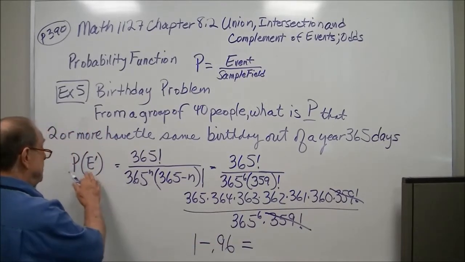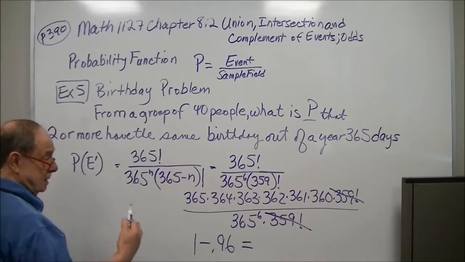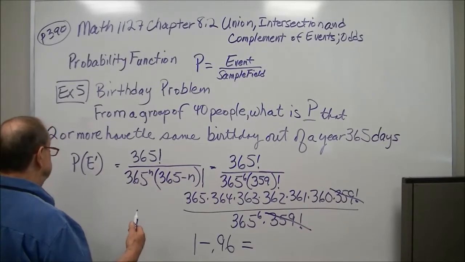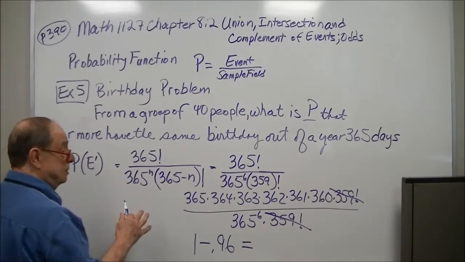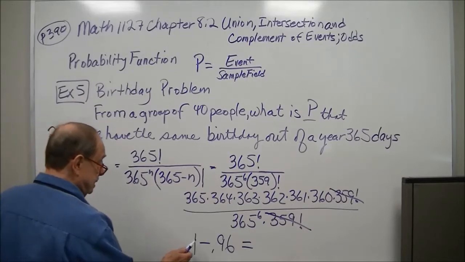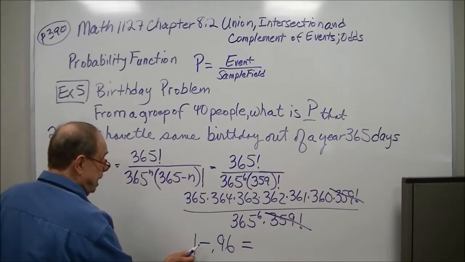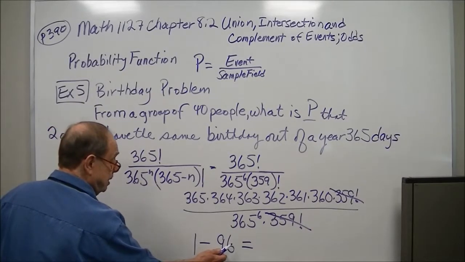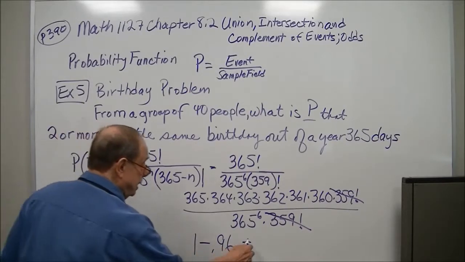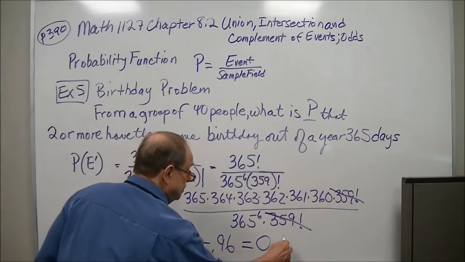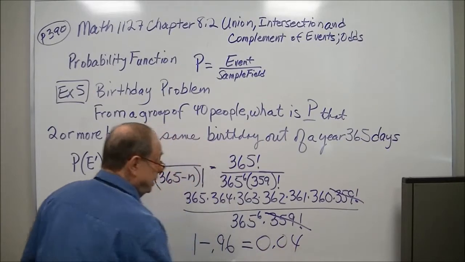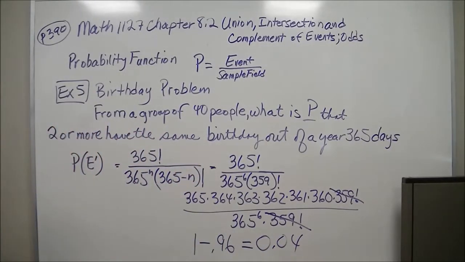And remember, we want to find what the probability of our big group is. So we subtract it from 1. This is our complement value, and our answer then is 0.04 would be our probability.